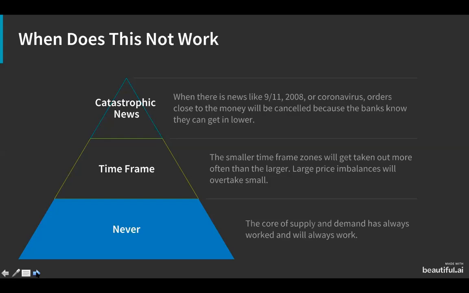So you could be wrong, but it doesn't mean that supply and demand didn't work. And then catastrophic news is the other piece, that sometimes you may be looking at a daily demand, and then something like the coronavirus or 2008 or 9/11 happens, and the big banks and institutions get rid of those daily orders. They pull their orders, they cancel them because they know they're going to get a chance to get in lower at weekly or monthly demand.